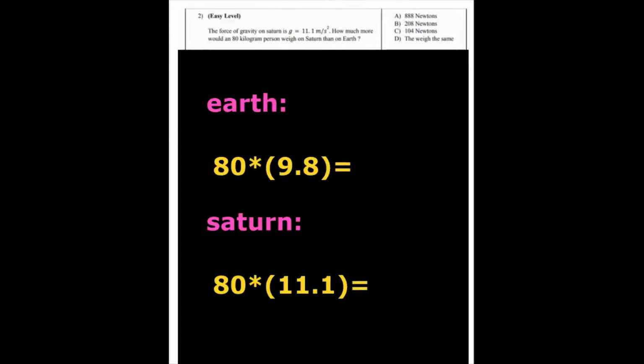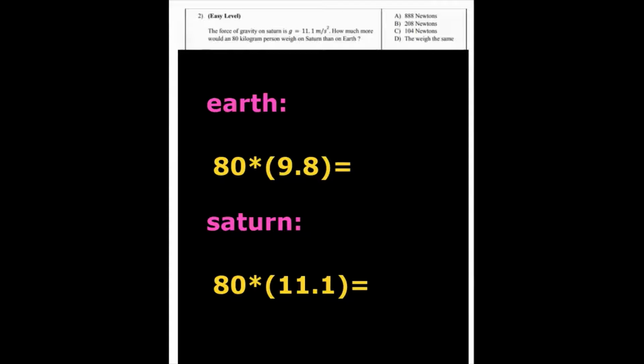Question 2. The force of gravity on Saturn is G equals 11.1 meters per second squared. How much more would an 80 kilogram person weigh on Saturn than on Earth? Well, on the larger planet Saturn, which is further from the sun, if one could stand on Saturn and weighed 80 kilograms, we would have to multiply by the gravitational pull of 11.1 of the planet Saturn.